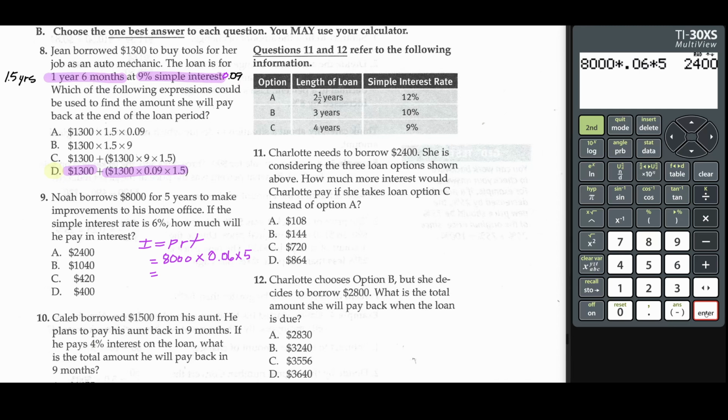$2,400. So you are not going to add back to the $8,000 because it doesn't ask you for the total payment. It only asks you for the interest. And we need to choose the answer. So the one we choose is A, 2,400.